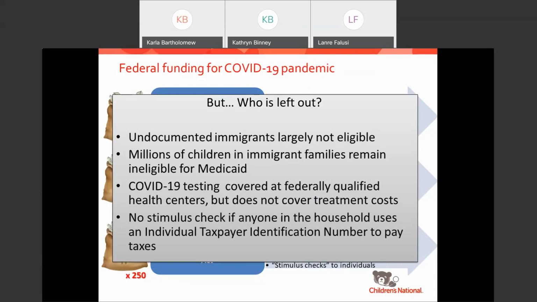If anyone in your household uses an ITIN, which a lot of immigrant families do, if they don't have a social security number, then no one in the household will be able to get a stimulus check. So these are families who are paying taxes using not a social security number, but a different number that the IRS actually provides to these families. But if you use that number, meaning you don't have a social security number in the United States, then you will not get a stimulus check. And this is true even if you have a social security number and your spouse has an ITIN, neither of you would get a stimulus check.